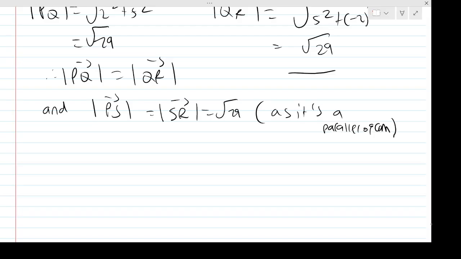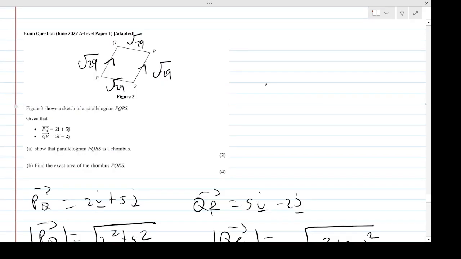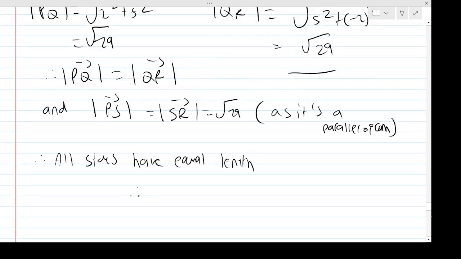Well, then that's it. We're showing that all 4 sides, so all sides, are equal in length, right? So therefore it has to be a rhombus. So therefore, what was it? PQRS is a rhombus.